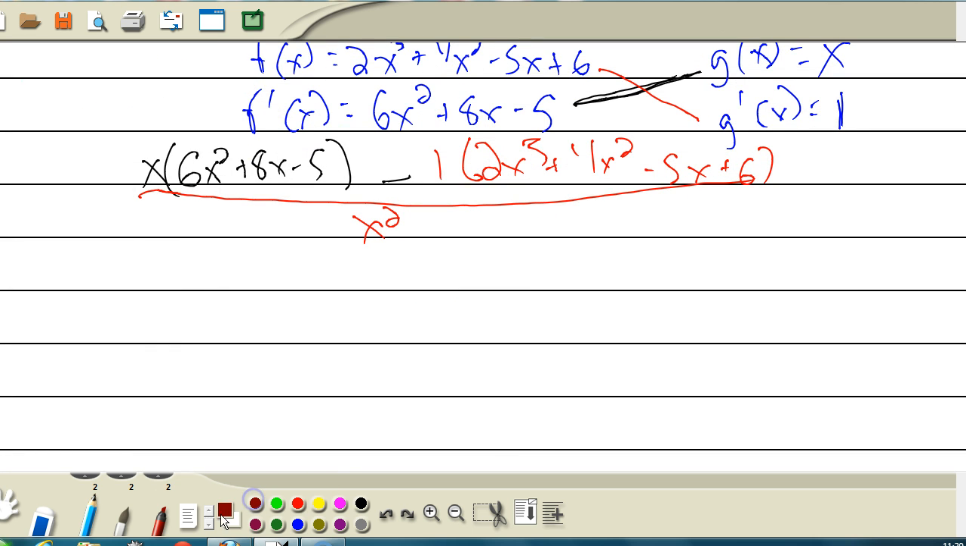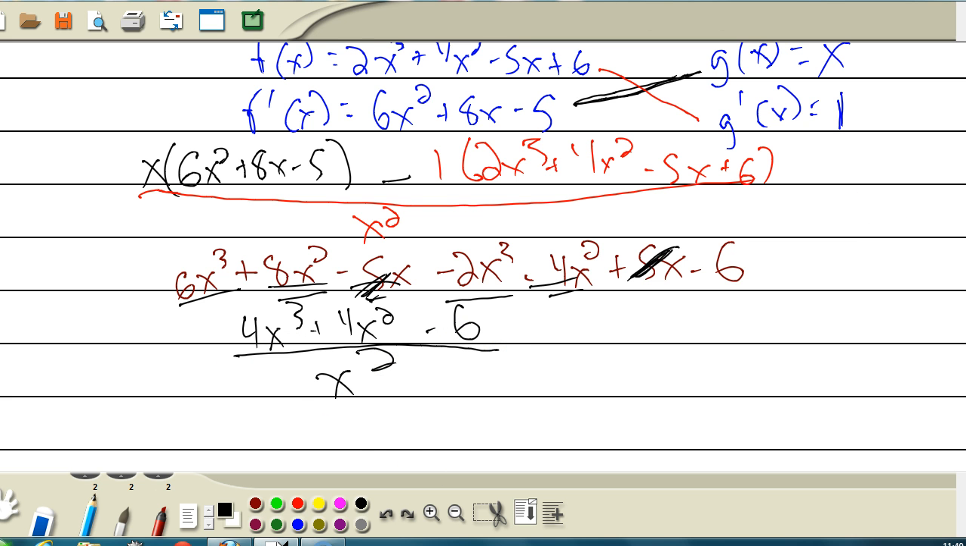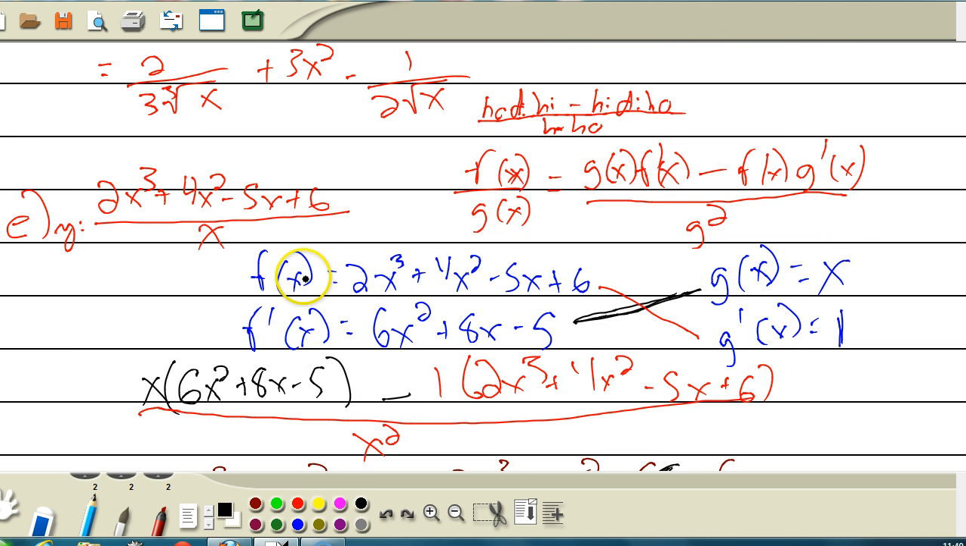We distribute the x, so we're left with 6x cubed plus 8x squared minus 5x. Now we distribute the minus, so it'll be minus 2x cubed minus 4x squared plus 5x minus 6. So 6x cubed minus 2x cubed gives you 4x cubed. 8x squared minus 4x squared gives you 4x squared. Then negative 5x cancels out the 5x, and you're left with minus 6, all divided by x squared. Pretty cool.